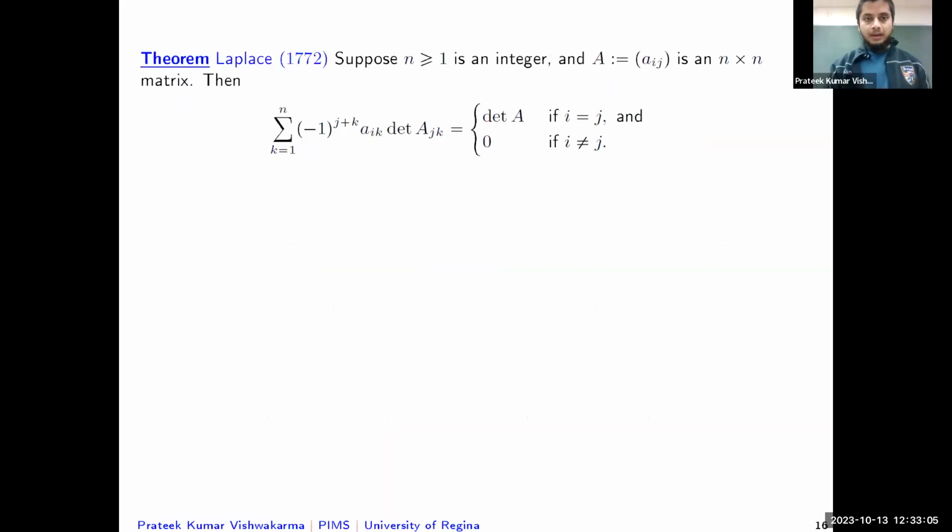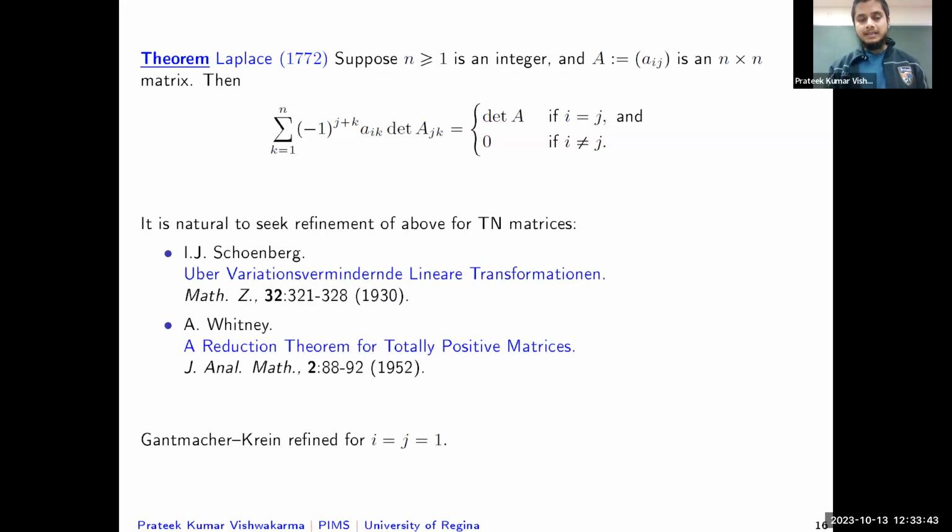Now, as I promised in the beginning, we will discuss how we can extract determinantal inequalities from known identities. So let's start with the classical identity due to Laplace, which basically says that if you take the dot product of the ith row of A with the jth column of its adjugate, then whenever i and j are equal, you will get the determinant of the matrix, and when they are not equal, you will get 0.